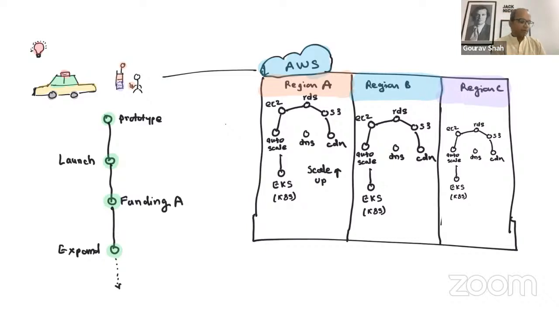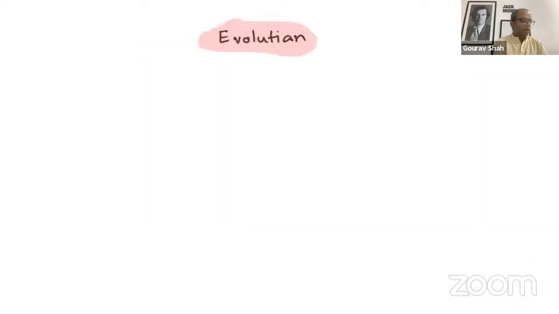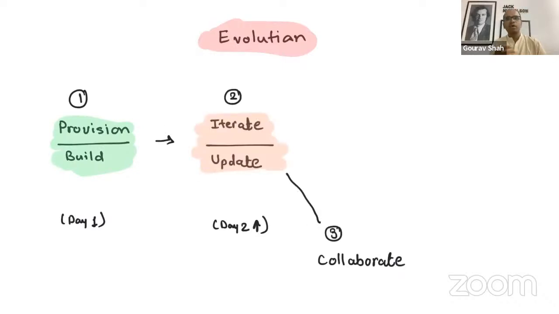You need a tool which will help you do all of these activities. If you look at your infrastructure evolution, you start building and provisioning your infrastructure on day one, and then it keeps on evolving, so it's always in flux. You keep on iterating over the infrastructure, you add more services, you scale up the existing ones, you keep on updating, and there are multiple iterations on top of that. And then you introduce a team who is going to work on building and managing this infrastructure.